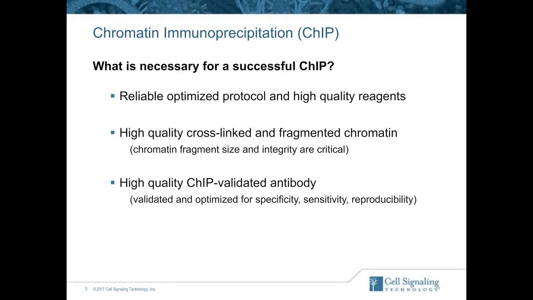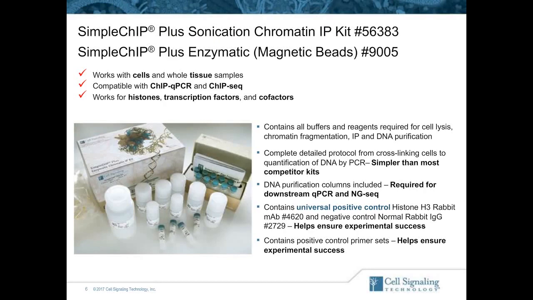Next, I wanted to spend most of my talk really focusing on three areas to think about when planning a successful ChIP experiment. The first one is use of a reliable, optimized protocol. Next, we'll talk about cross-linking and fragmenting chromatin. And finally, we'll talk about the antibodies that you use in your experiment.